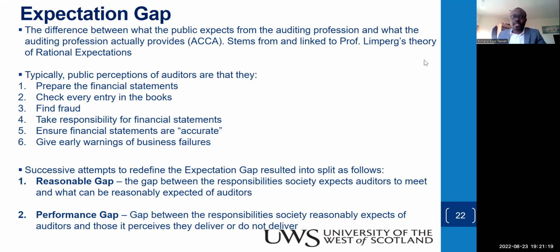So when they hear a company collapsing, they'll say, but where are the auditors? Where were the auditors? Was it not audited by a particular company? Okay, I don't want to mention any name. So these successive attempts to redefine the expectation gap have resulted in a split, okay? The reasonable expectation gap, where the gap is between the responsibilities expected by society for auditors to meet and what has actually been reasonably expected of them. And then we have the performance gap, where society is expecting them to perform a certain item and what these guys actually delivered or couldn't deliver. So we are talking of a performance-based output-input relationship there, okay.